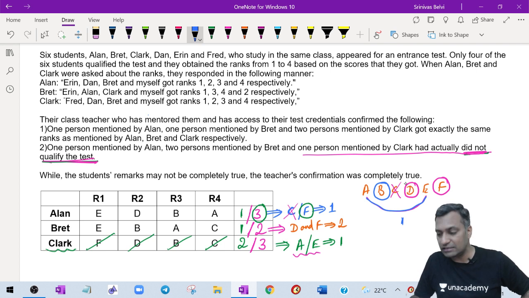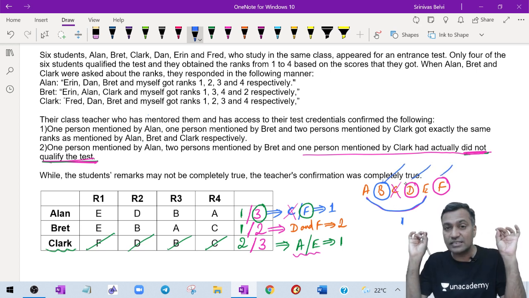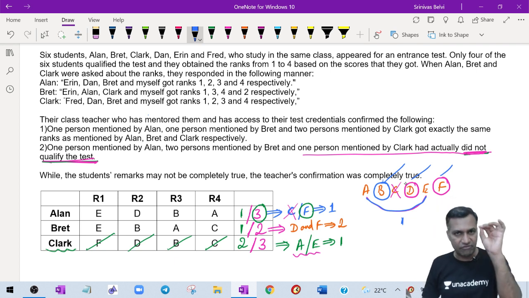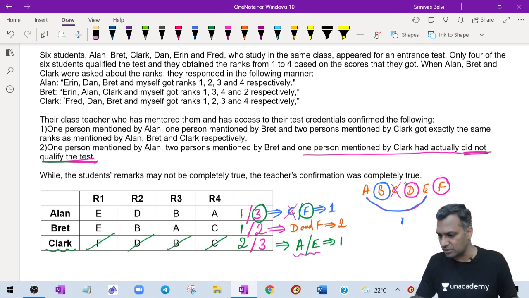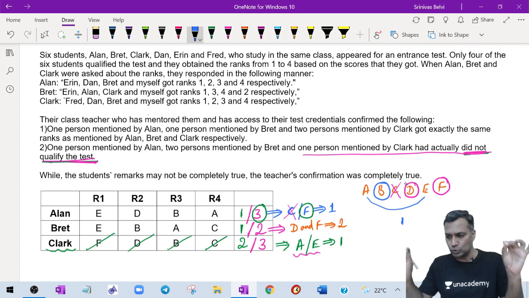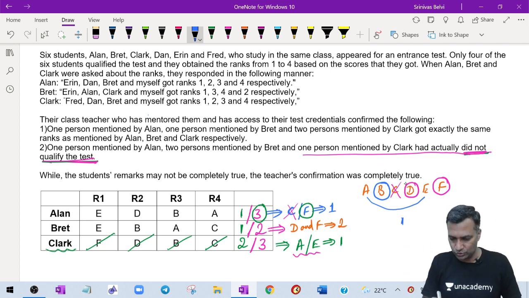Then where are the remaining 3? C is already knocked out. C is not on the rank list. He is clearly knocked out, which implies that B, D, F feature in the rank list. What are their ranks? That I don't know at this point in time. All I know is these 3 fellows, B, D, F feature on the rank list. Between A and E, one of them features on the rank list. That is what you understand the moment you go through this particular chart.